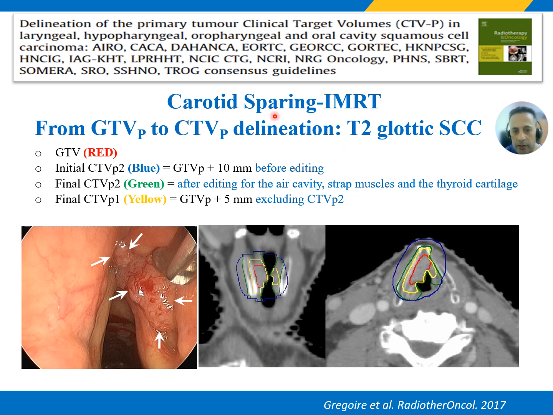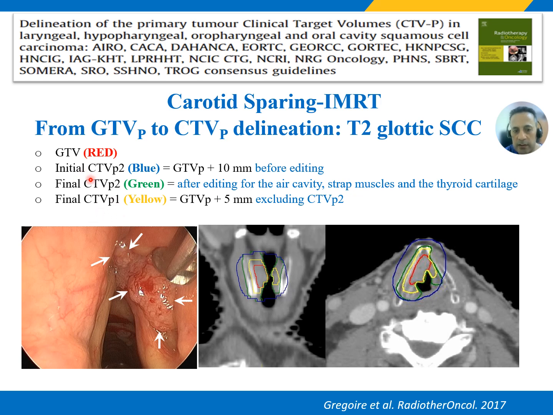Another example of carotid sparing IMRT for T2 glottic SCC, you start with the GTV definition, you contour your GTV based on the fiber optic findings. As you can see, the tumor arising from the right vocal cord, extending to anterior commissure and involving the supraglottic larynx. You contour your GTV based on all information. Then you need to define your clinical target volume. You have 2 volumes, CTV that will receive 56 Gy or CTV-B2 and CTV that will receive 70 Gy or CTV-B1.